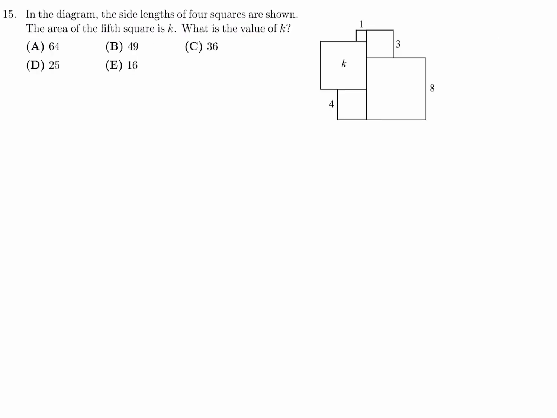In the diagram, the side lengths of the 4 squares are shown. The area of the 5th square is k. What is the value of k? All right. So if these are all squares, yeah.